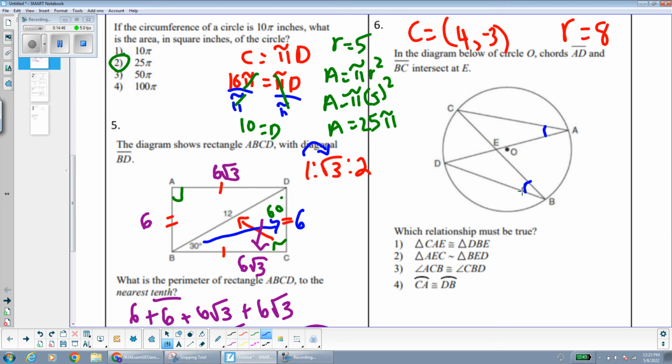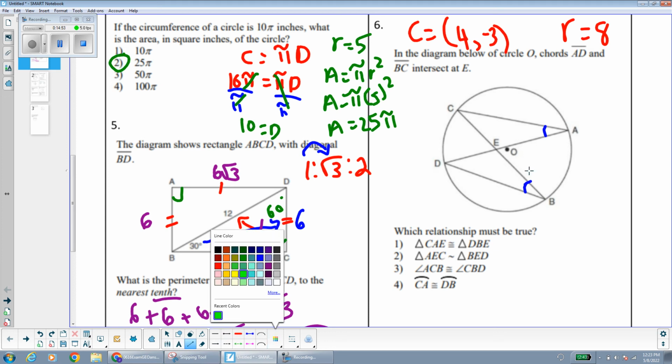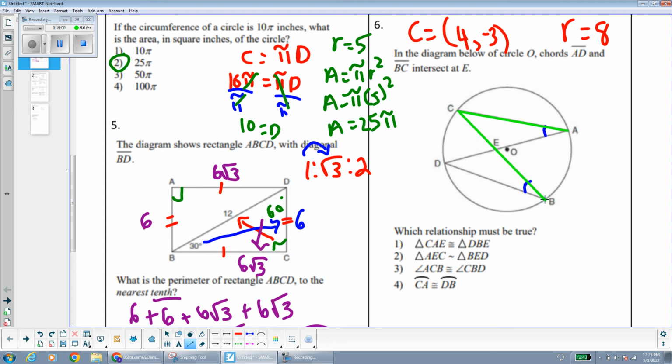Let's see if there's anything else that we know here as well. I see more inscribed angles. Let's see if we can figure out anything about them. So angle C here is an inscribed angle. Its vertex is on the circle, and it's opening up to arc AB. And I see also angle D is an inscribed angle with its vertex on the circle that's also opening up to the same arc AB.